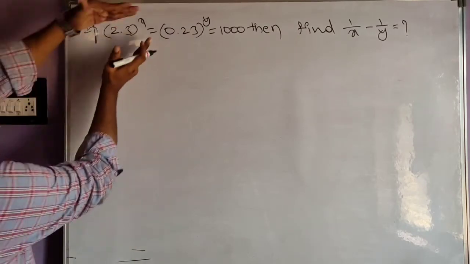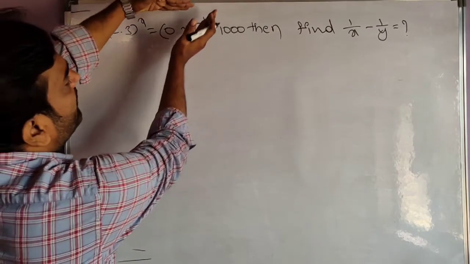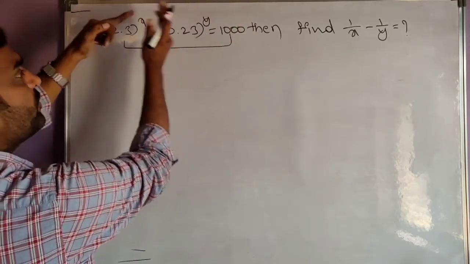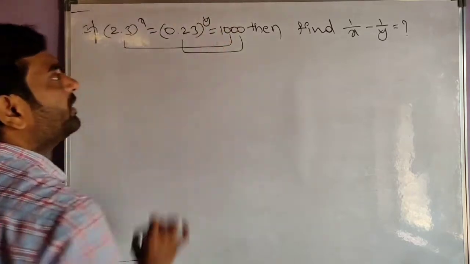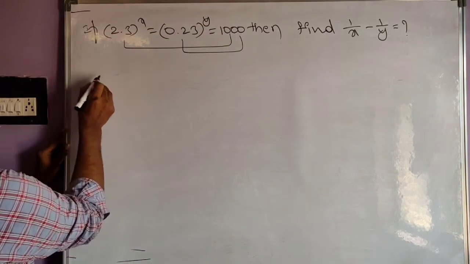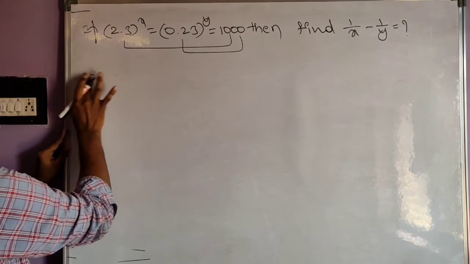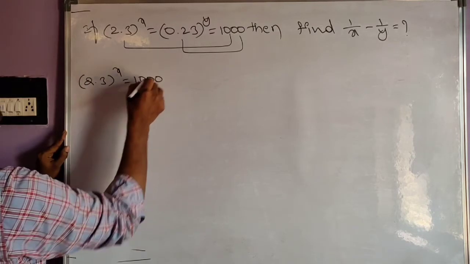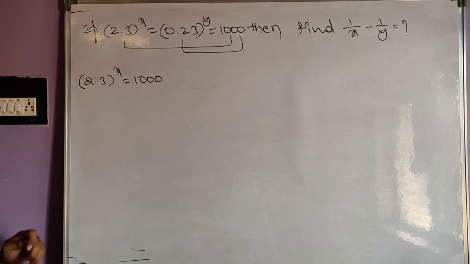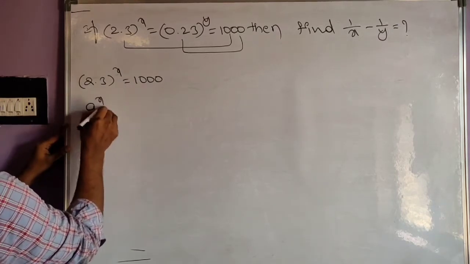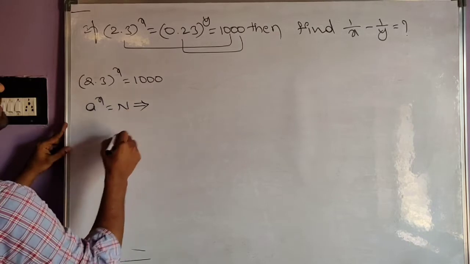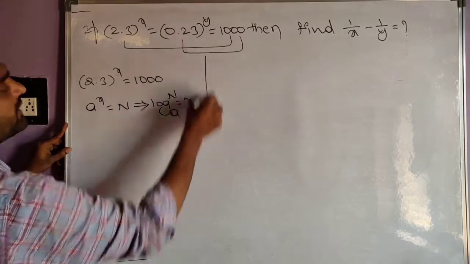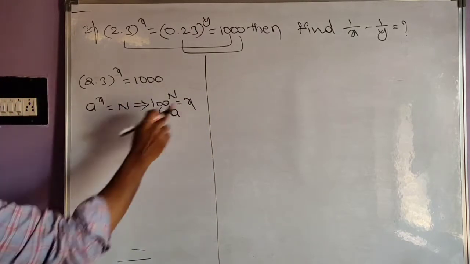Listen, here given 2.3 power x is equal to 0.23 power y is equal to 1000. So it could be 2.3 power x equal to 1000 and 0.23 power y equal to also 1000. So first one, 2.3 power x equal to 1000. It is like a power x equal to n. If a power x equal to n, log n to the base a equal to x. You can write log n to the base a equal to x.